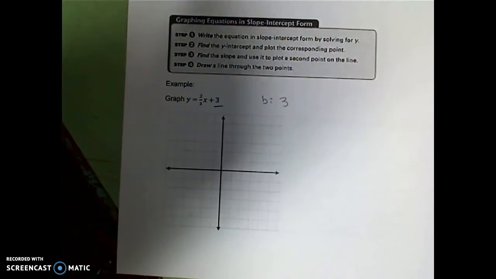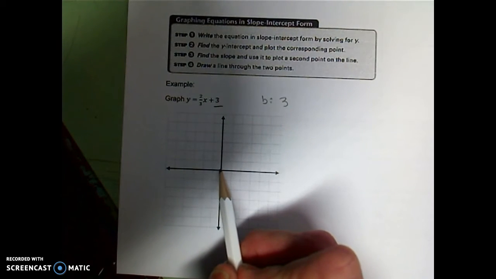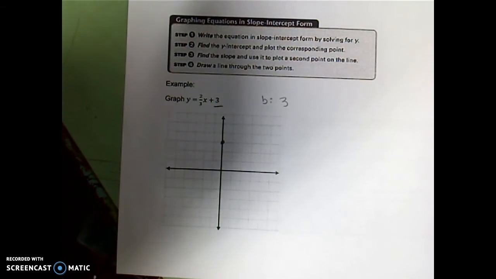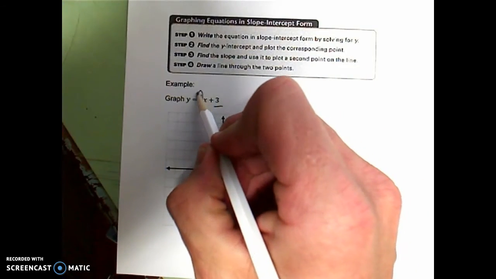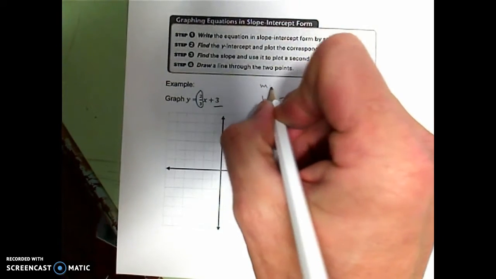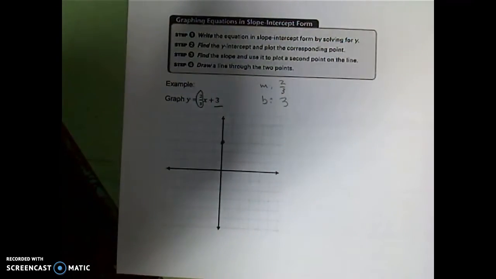Great, so now that we know that the y-intercept is 3, what can we do with that? Well, we know that's the point where this line crosses the y-axis, so we want to mark that with a point. The y-intercept of positive 3, we're going to begin at the origin, count up 3 units, and place a point there. Next, we need to identify the slope number, which we know is the multiplier on x. In this case, that slope is 2/3.